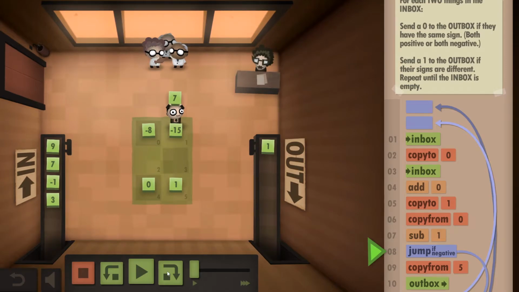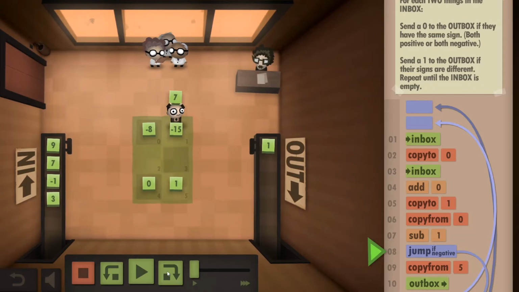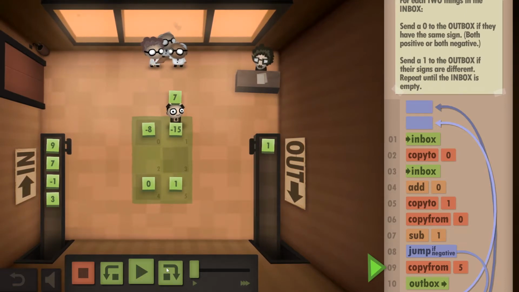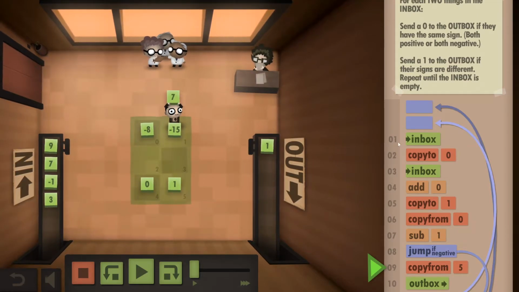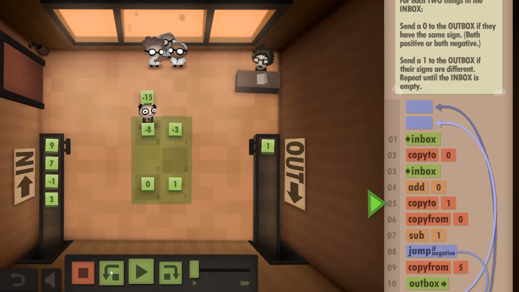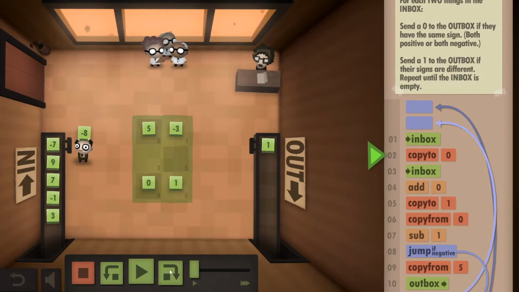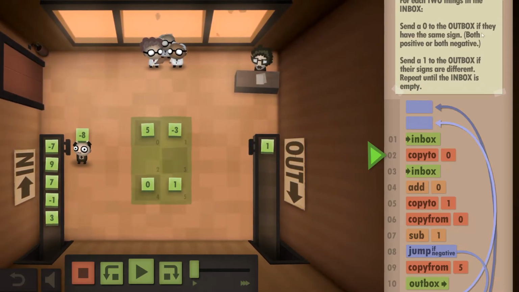So we gotta think about this here. It's a little bit tricky. Okay, so let's just step through it here. We get the -8 and put it in 0.